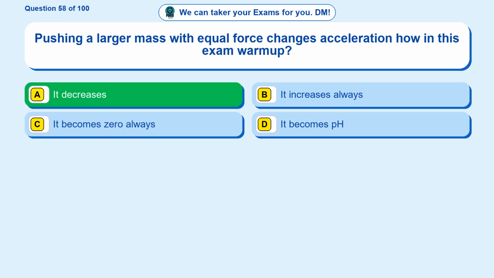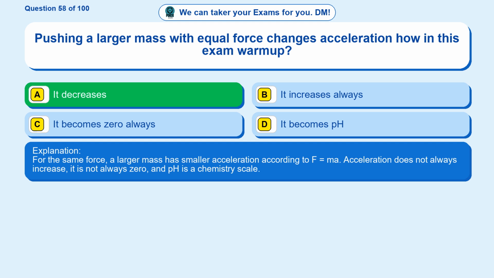It decreases. For the same force, a larger mass has smaller acceleration according to F equals ma. Acceleration does not always increase, it is not always zero, and pH is a chemistry scale.